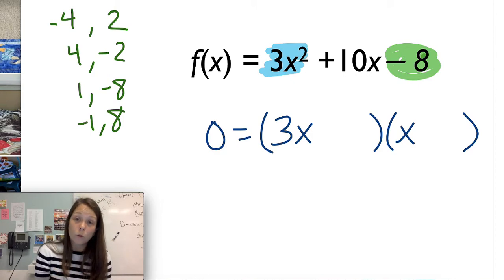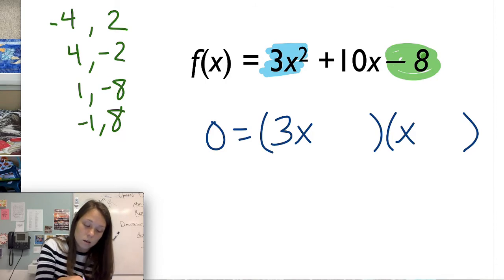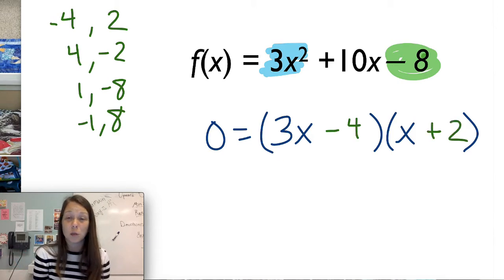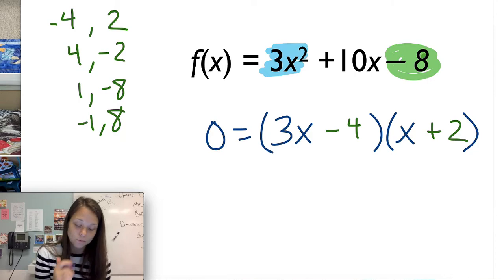I'm going to start with a 4 and 2 combination. I'm first going to start with a minus 4 and a positive 2. I'm just going to start at the top of my list and keep it in order. And let's see how this works out.